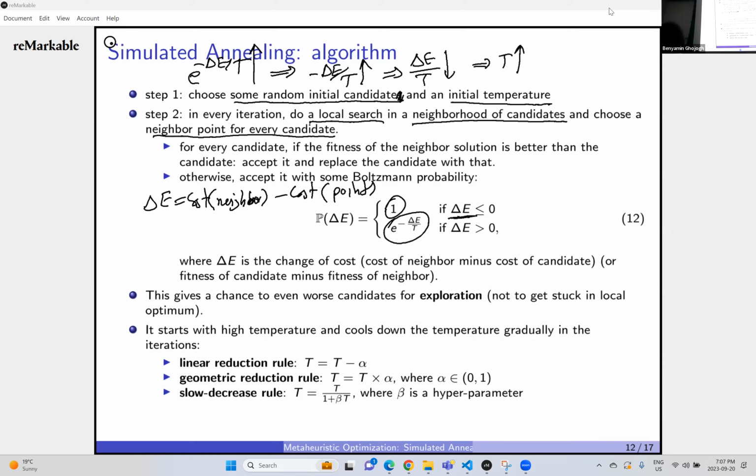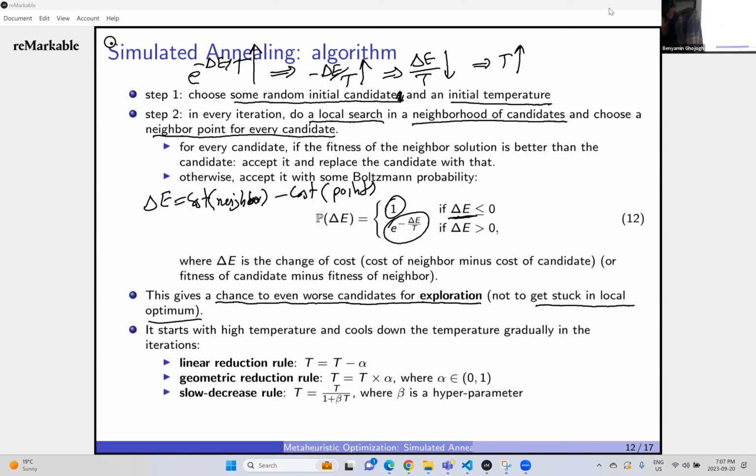This gives a chance to even worse candidates for exploration, so as not to get stuck in a local optimum. And therefore, as I said, we need to decrease T. So we gradually increase exploitation and decrease exploration. So how can we decrease a parameter? There are different ways. Any way to decrease the parameter gives you a variant of simulated annealing.